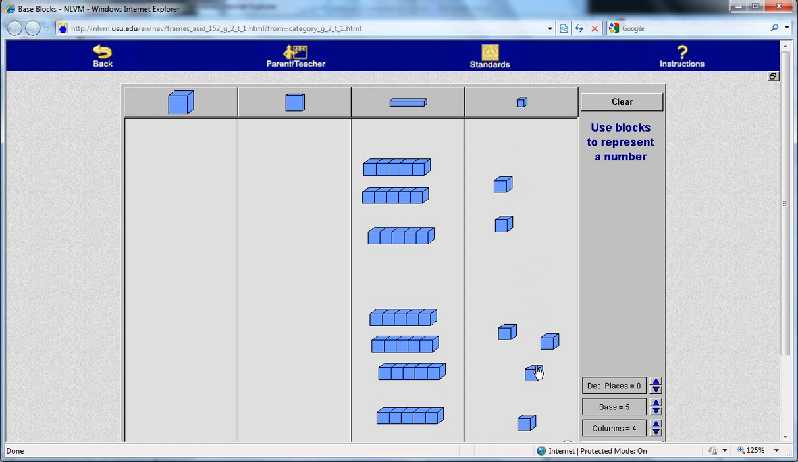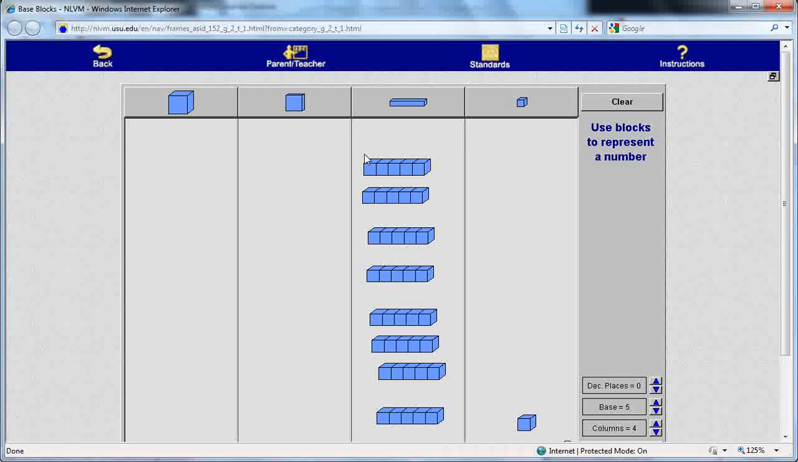Now, in order to find the answer, we want to regroup. Just like you would do in regular addition, if you add 9 and 6 together, you get 15. You keep your 5 in the ones place and you carry your 10s over. In base 5, we're going to carry 5s over. So we have 5 units here which can go together to form a 5, so we can carry that over.